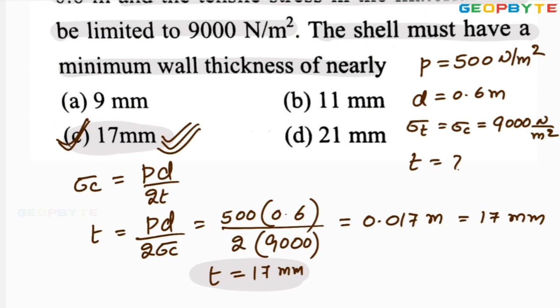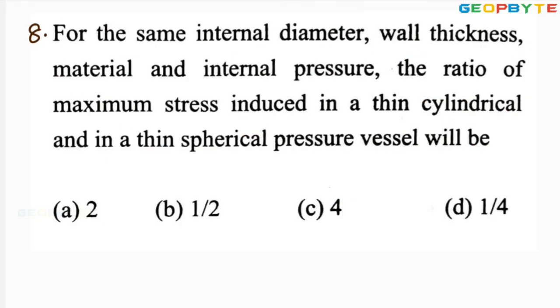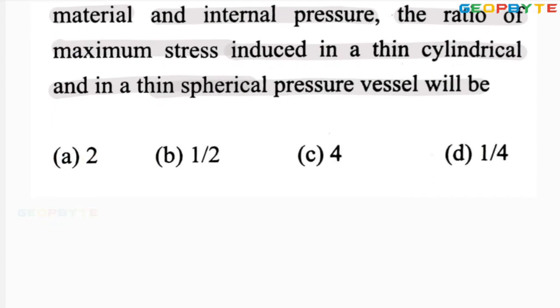Let us take one more problem. Look at the 8th problem. For the same internal diameter, wall thickness, material and internal pressure, the ratio of maximum stress induced in a thin cylindrical shell and in a thin spherical shell will be. You are asked to decide maximum stress, meaning circumferential stress, in cylindrical shell.